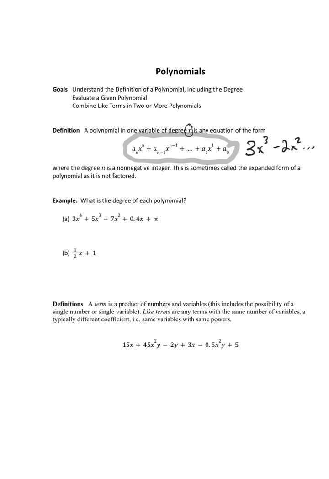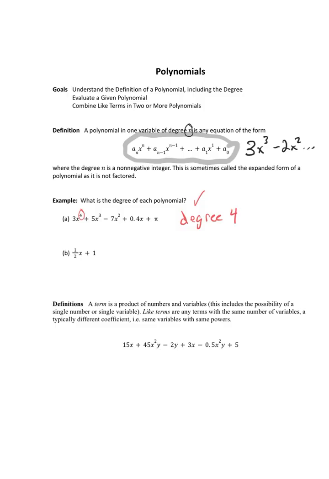So the exponent given. For instance, on this example, what is the degree of this polynomial? Well, we look at the powers of x. So we've got 3x to the fourth plus 5x cubed minus 7x squared plus 0.4x plus pi, which is just a constant term. In that case, we see that the highest degree of x is 4. So we would say that is degree 4 for that polynomial.